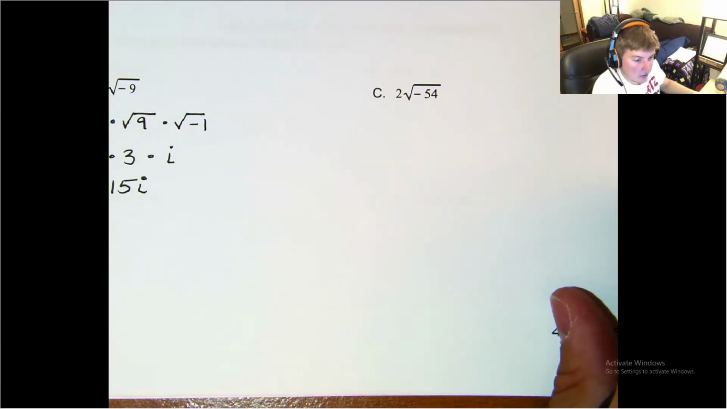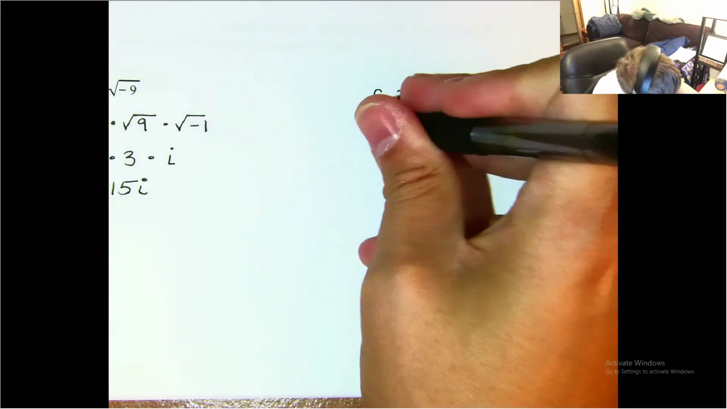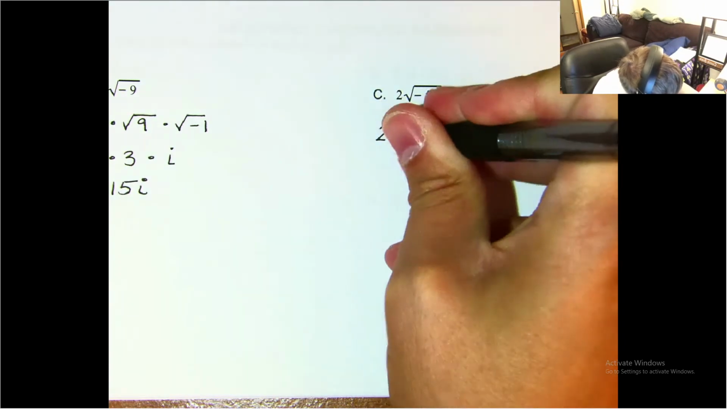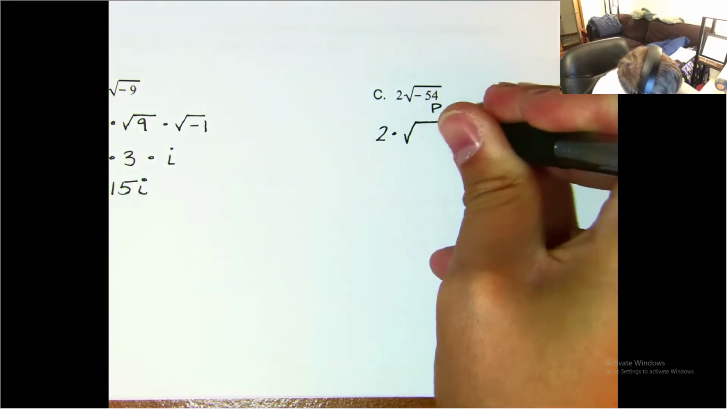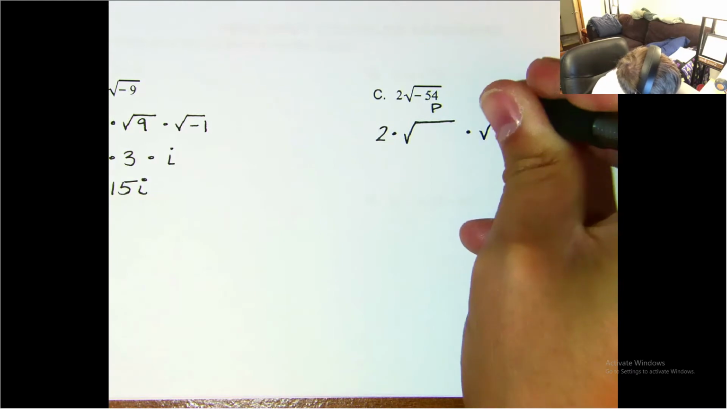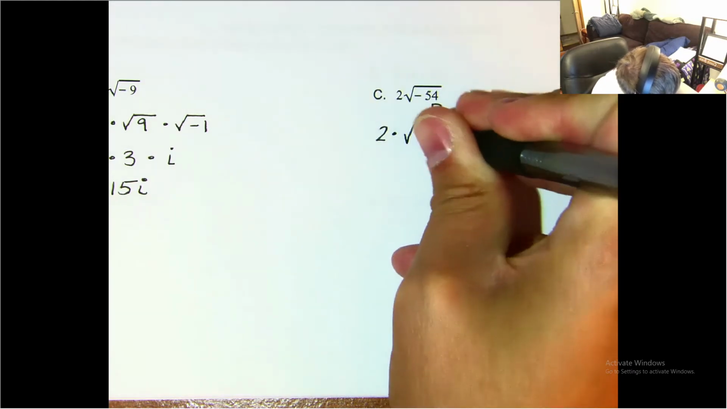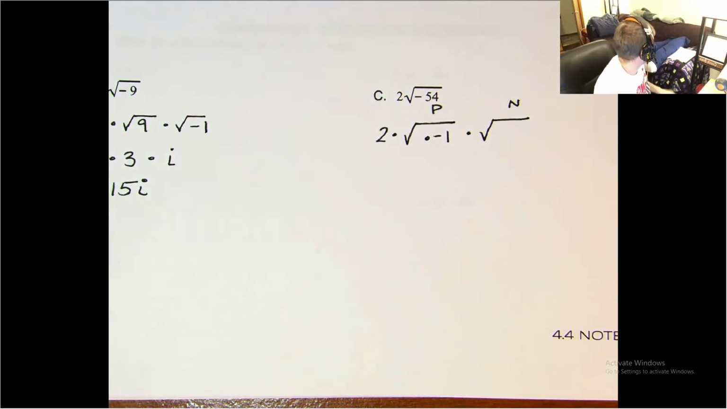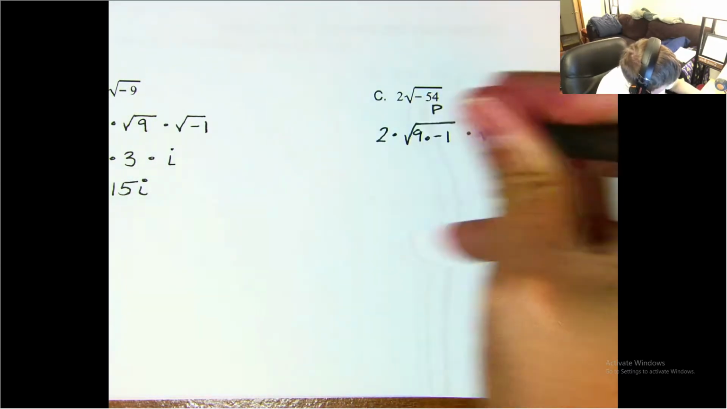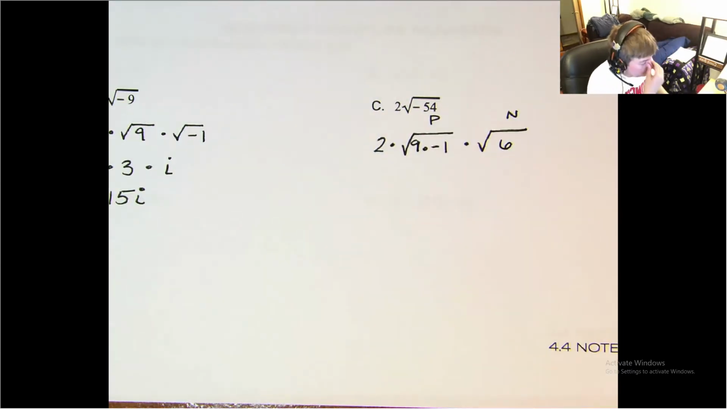Okay, and C. We're going to go ahead and try this one here. Now, 54 is not a perfect square, so I need to find perfect squares and non-perfect squares. So we know negative 1 is going to be one of them. We just got to figure out what that other number is going to be. 9. So 9 times 6. Okay, 9 times 6 is 54.